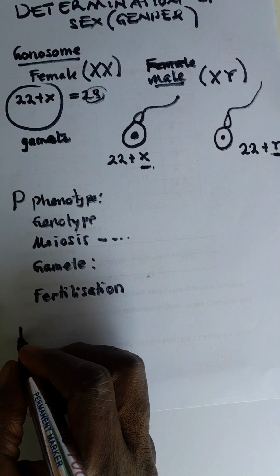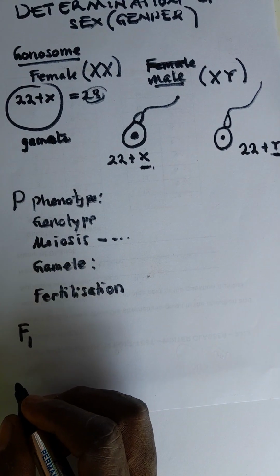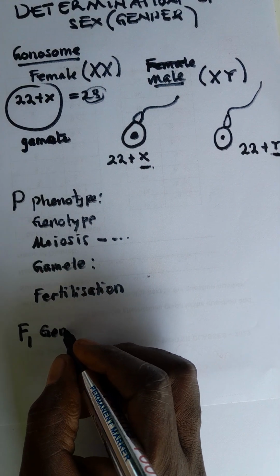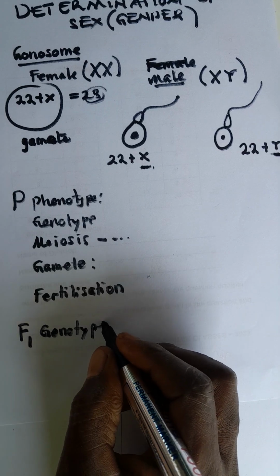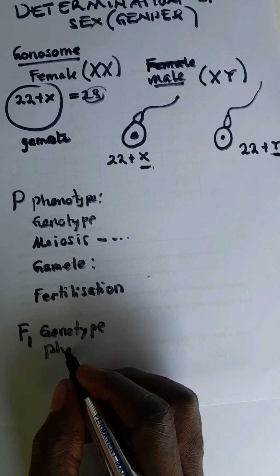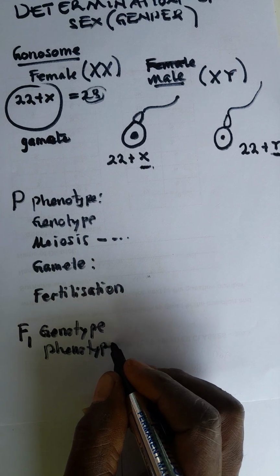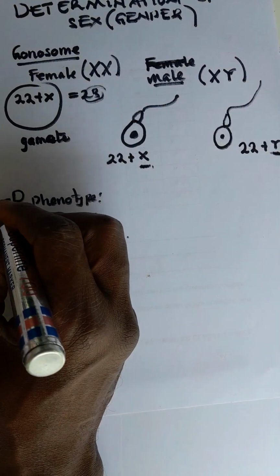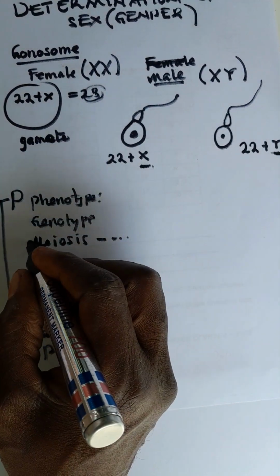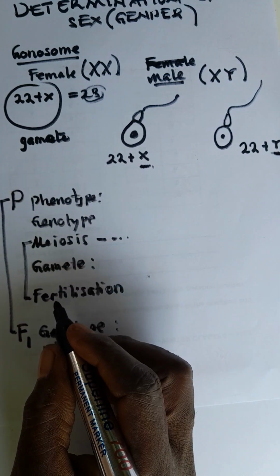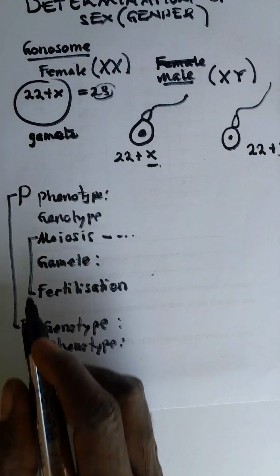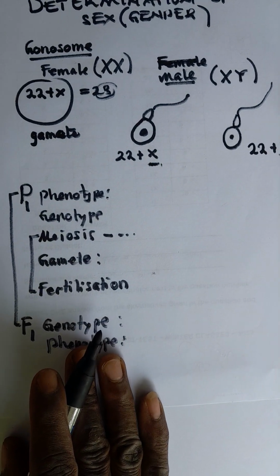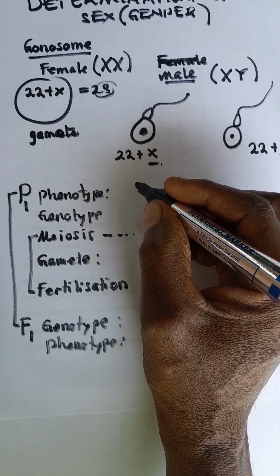Then we finally have the F1 generation. The F1 generation is going to have the genotype, and we'll have the phenotype. Right, very important, guys. Don't forget to mark these two because they're very important, as well as that meiosis goes with fertilization, while the P1 goes with the F1. Always indicate that.